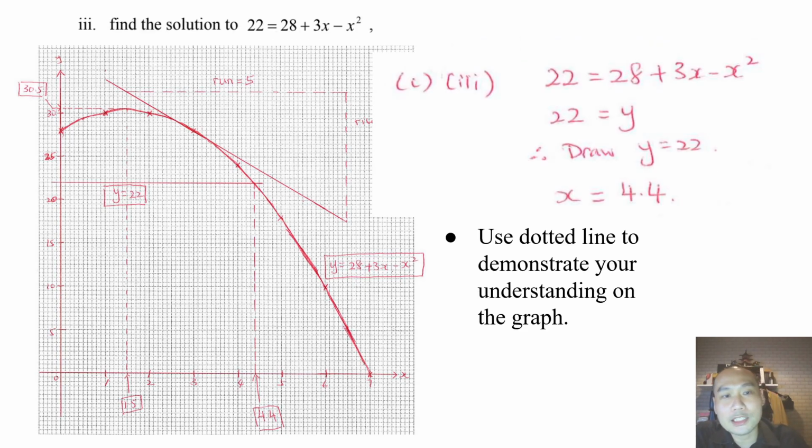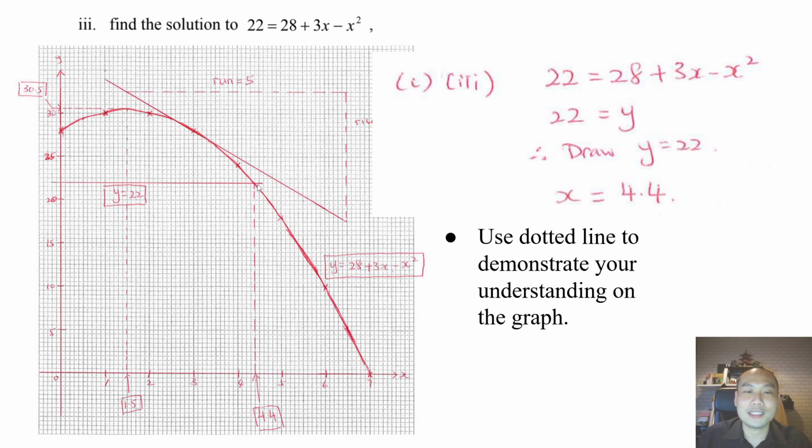Now, part 3, they ask us to find the solution to this. So what happened is originally we have y equals to 28 plus 3x minus x squared, right? So what they actually meant is replace the y with 22. That means y equals to 22, right? So I draw the line y equals to 22. Makes sense to do this, right?